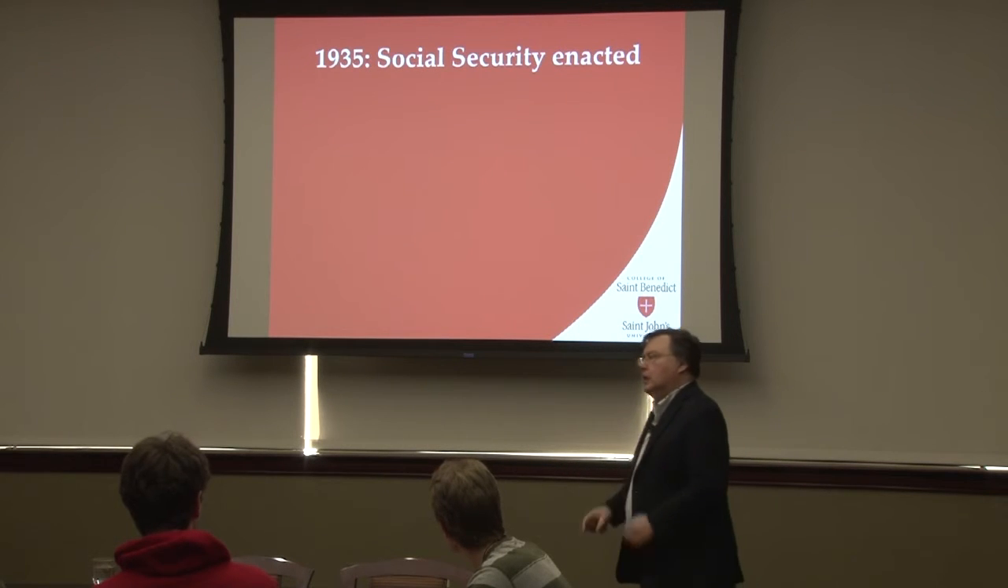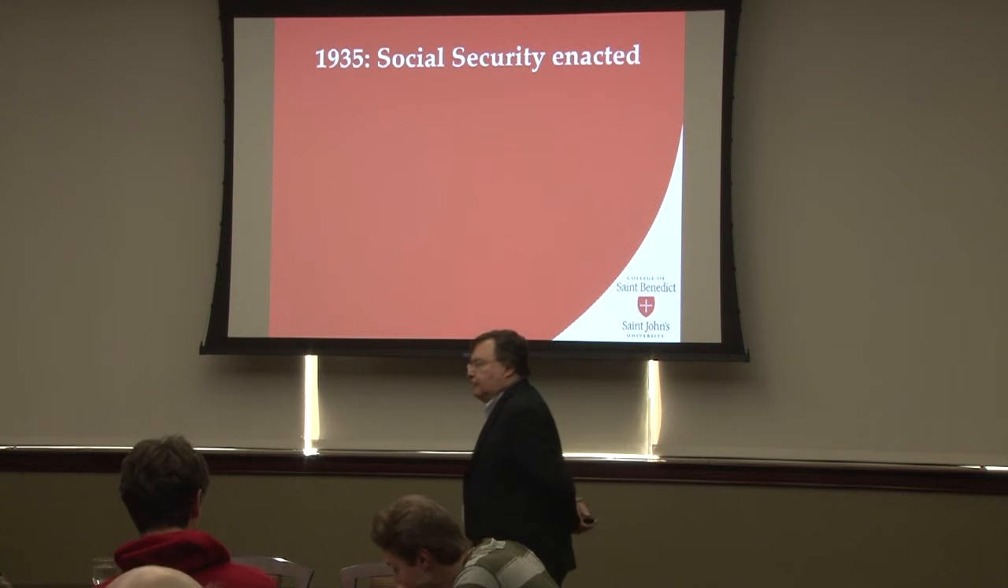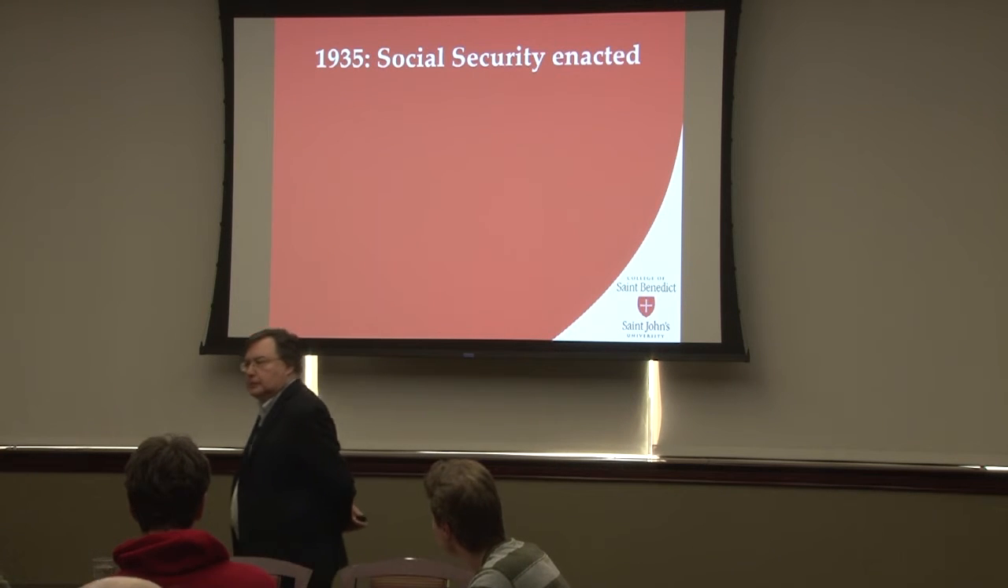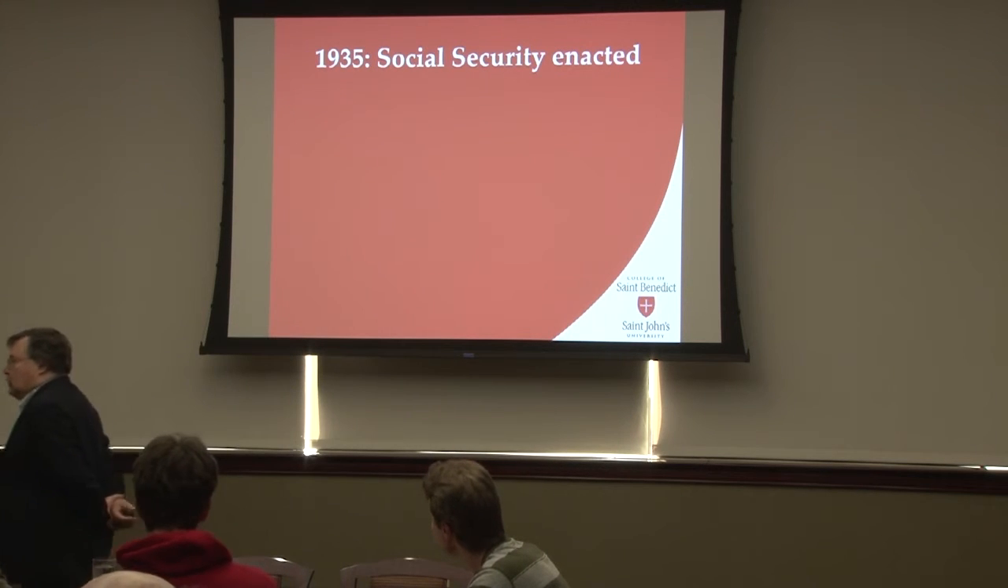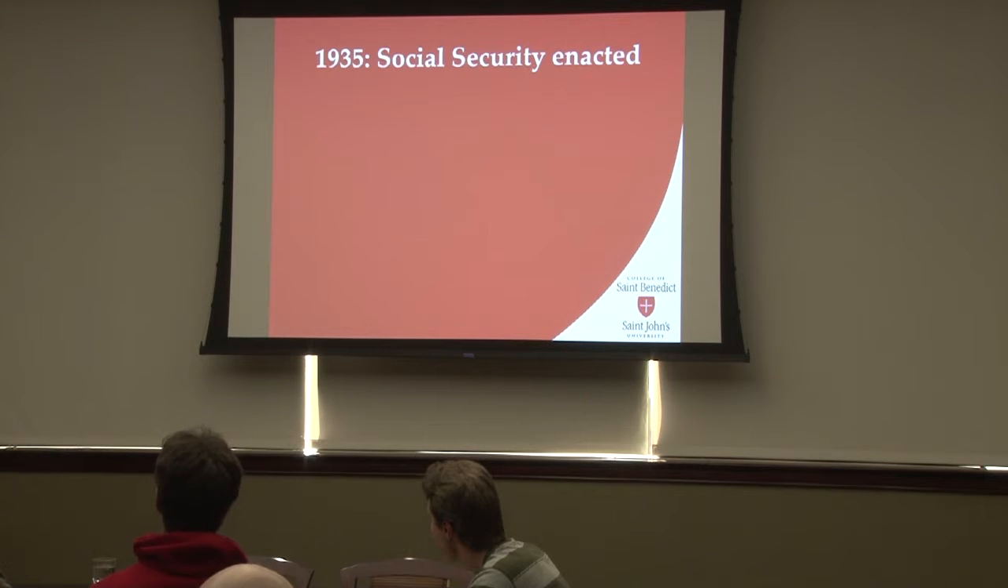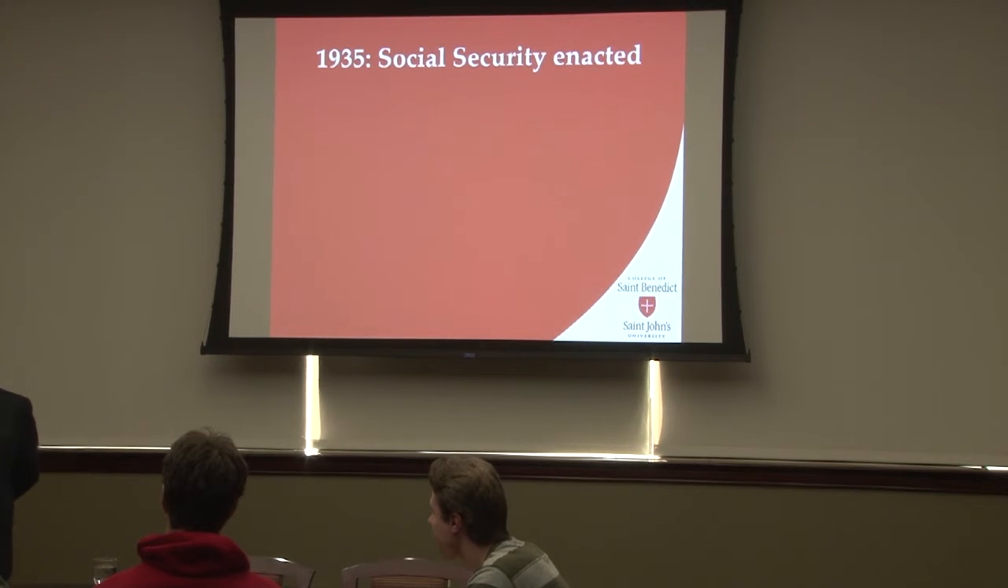Social Security is a program that provides a retirement stipend to people originally when they hit 65. Now that retirement age is gradually going up. By the time I'm 65 in 2025, it'll be 67 when you can get full Social Security benefits.